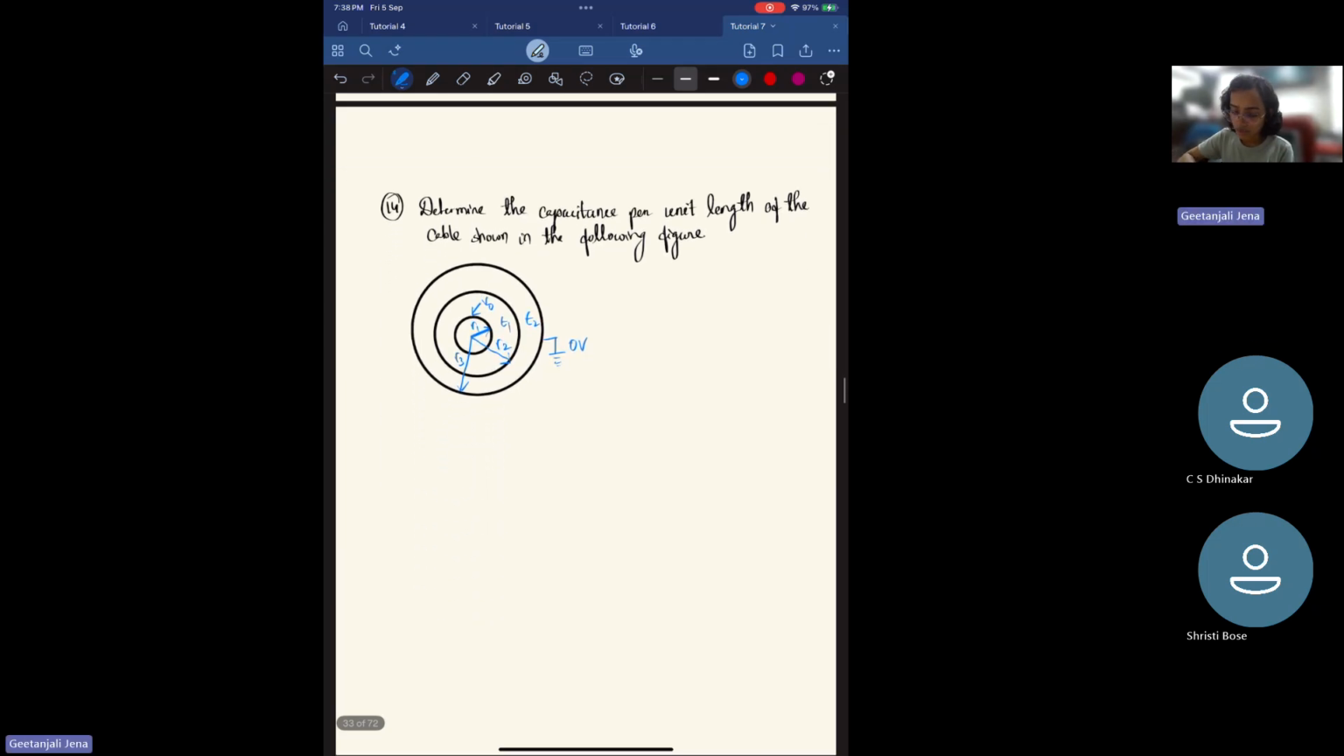Okay, so for next problem, it's similar to the question number 13, but here we have two metal spherical shells. So these are surrounded by a cable, and this is one of the cable. So for this case, you need to find out the capacitance for unit length, and this region is filled with epsilon 2. This region is filled with epsilon 1.